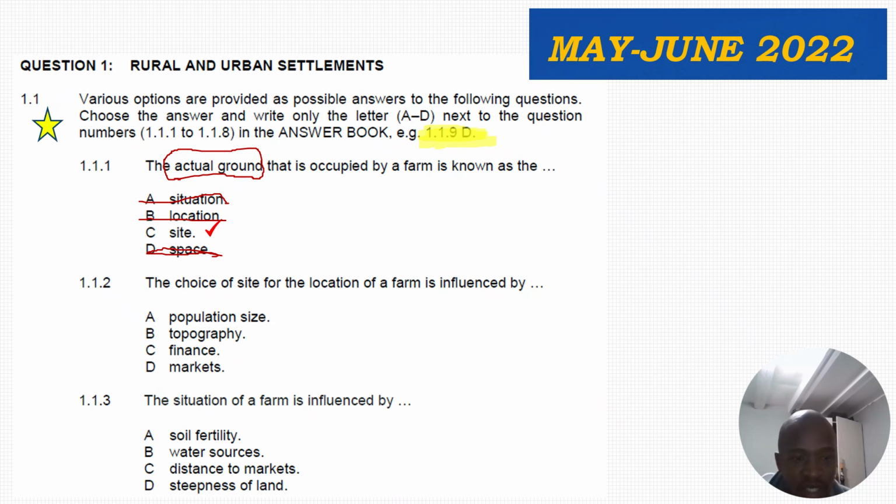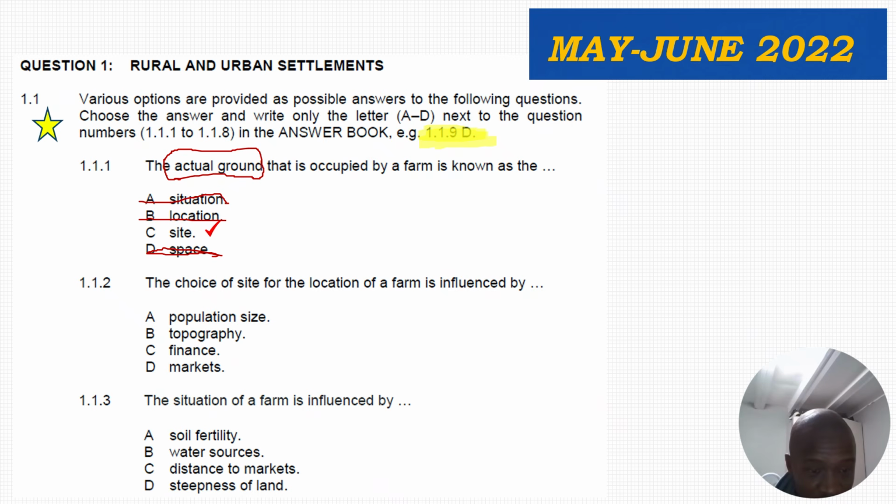1.1.2, the choice of site for the location of a farm, right? You are a farmer now, you have to choose the exact land in which you're going to have your farm. It is going to be influenced by A, the population size, B, topography, the shape of the land, think about it, C, finance, D, market, okay? Now, the site is the physical land, right? The site is the physical land.